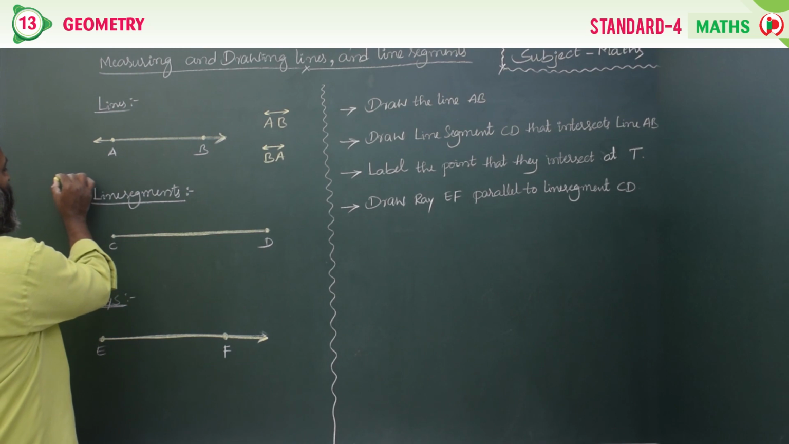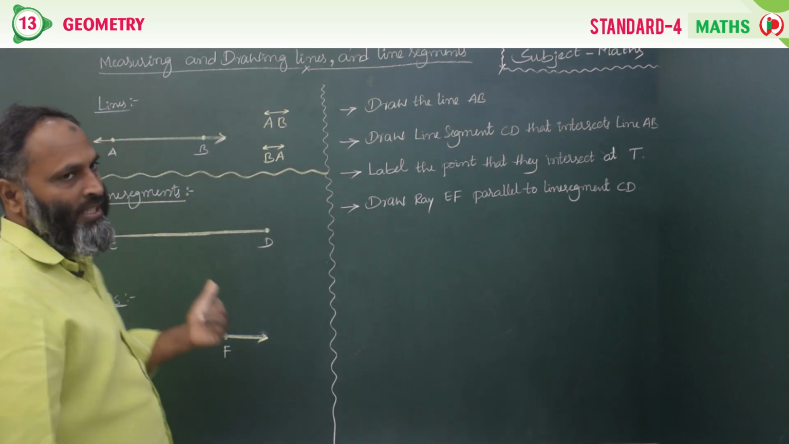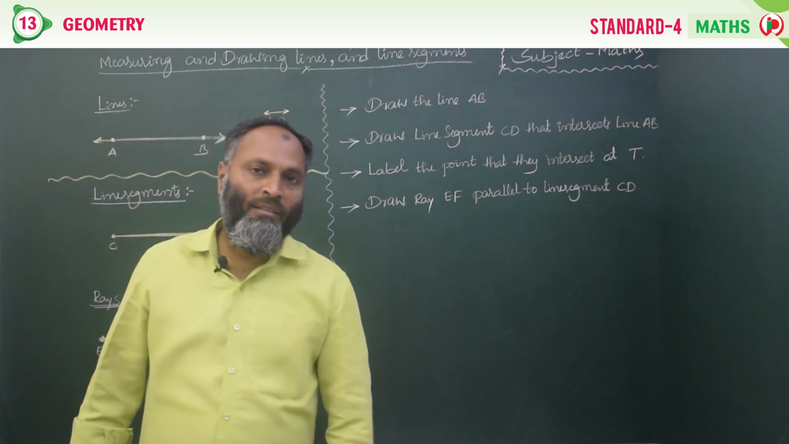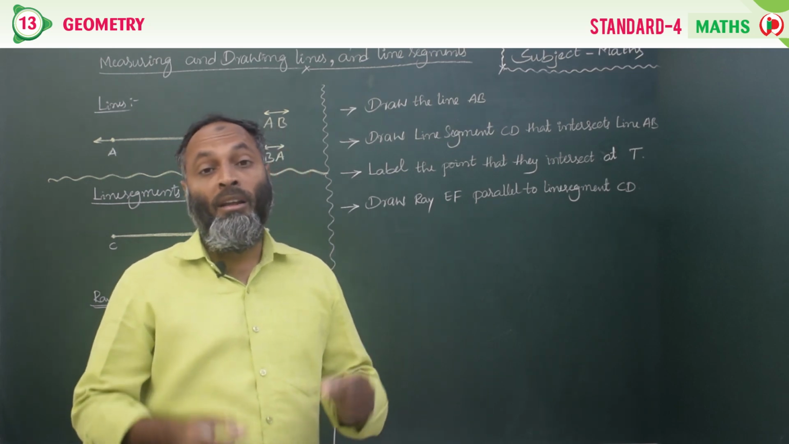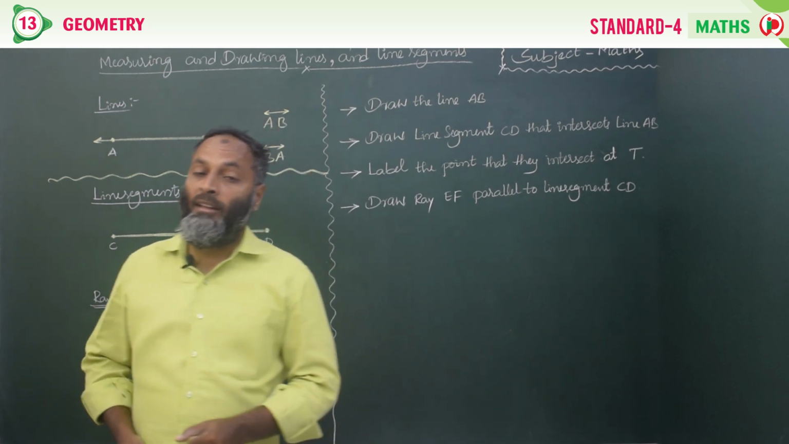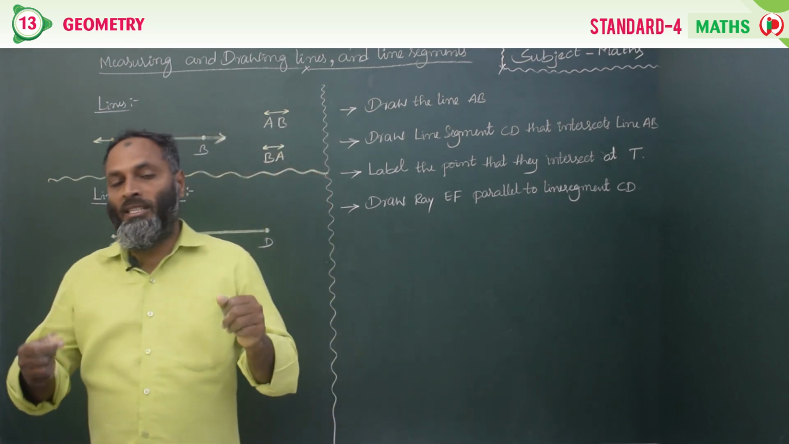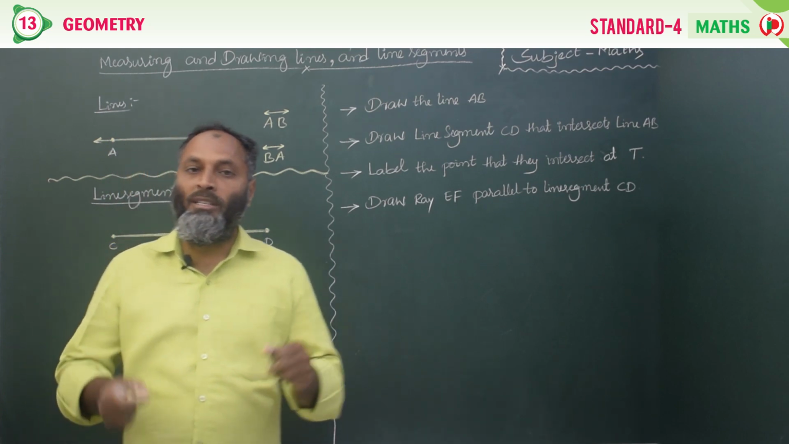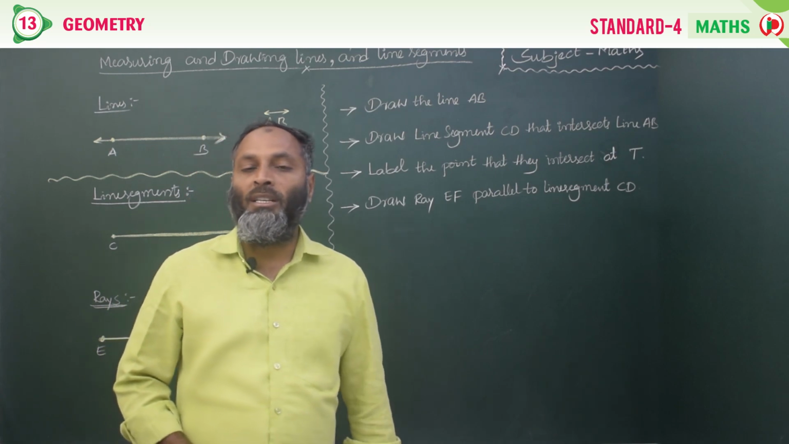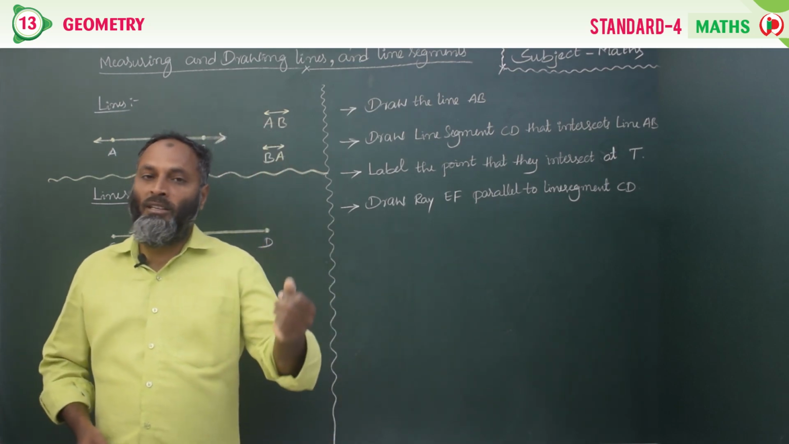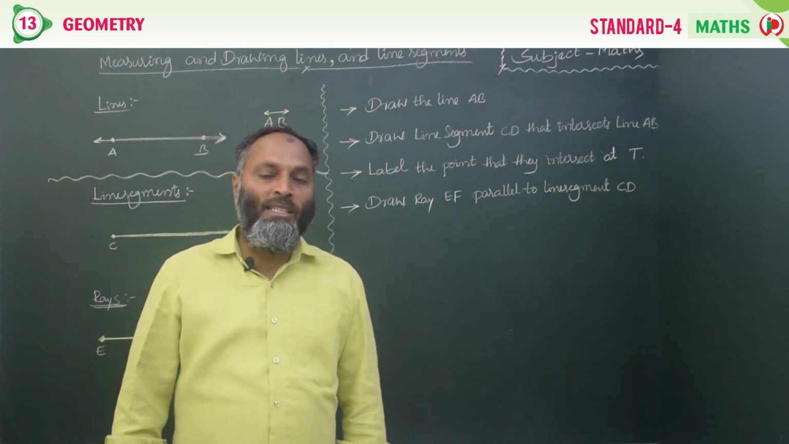Okay. Now the second one, line segment. So already we know what a line segment is. A line segment is a part of a line. It is one part of a line. So it has 2 endpoints. Once the line segment has 2 endpoints, that means the length of a line segment is fixed. So that is why we are able to measure the length of a line segment.